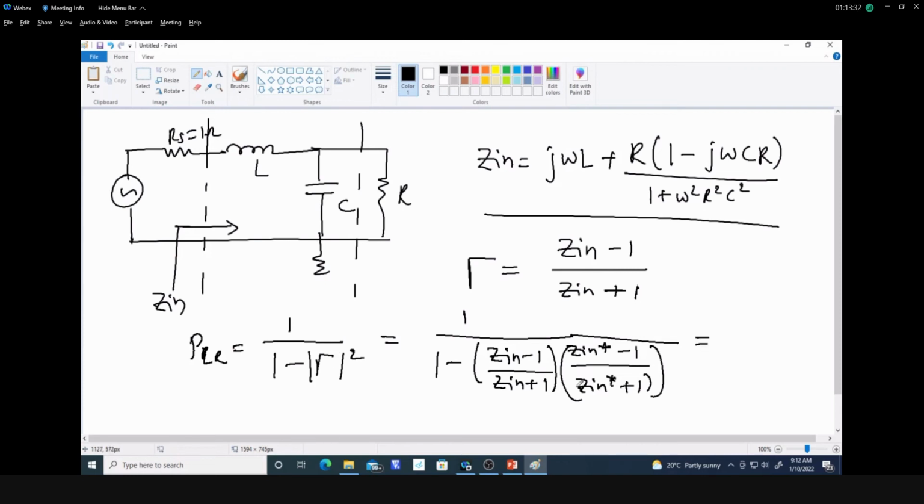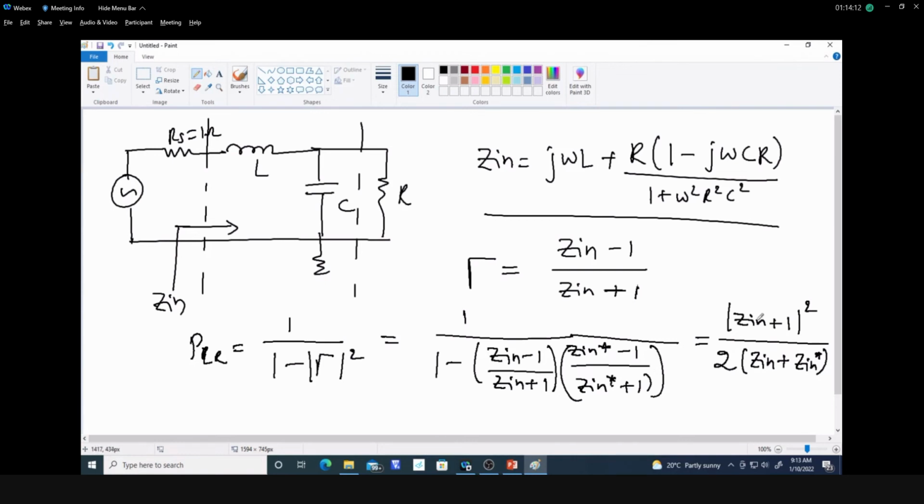Now if I simplify this, we can take the magnitude of Zin star plus 1, so we can write the magnitude of Zin plus 1, squared. Because the new denominator is going to be in the numerator if I take the LCM, it will give Zin plus 1 squared minus Zin minus 1 squared. If you simplify, you will get 2 into (Zin plus Zin star). So this is what you will get for the power loss ratio.